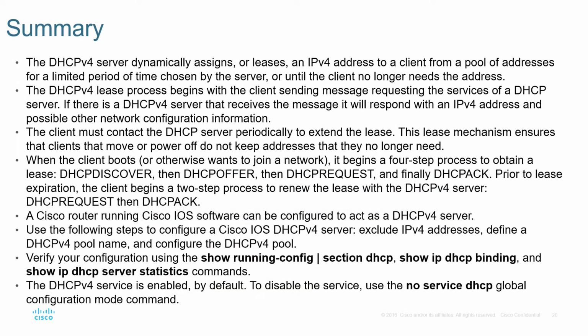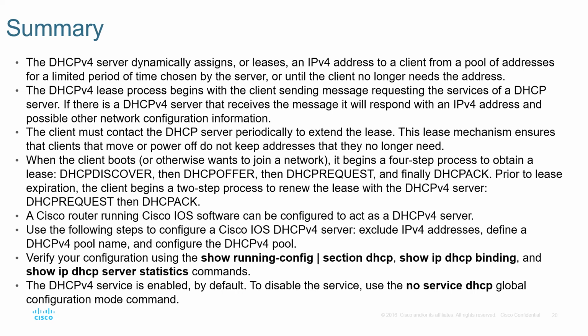To summarize, again, a DHCPv4 server dynamically assigns or leases an IPv4 address to a client from a pool of addresses for a limited period of time chosen by the server, or until the client no longer needs the address. The DHCPv4 lease process begins with the client sending a message requesting the services of a DHCP server, and the client must contact the DHCP server periodically to extend the lease. When the client boots, it begins a four-step process to obtain a lease: the discover, the offer, request, and then the acknowledgement. Prior to lease expiration, the client begins a two-step process to renew the lease with the DHCPv4 server: DHCP request, then DHCP acknowledge.